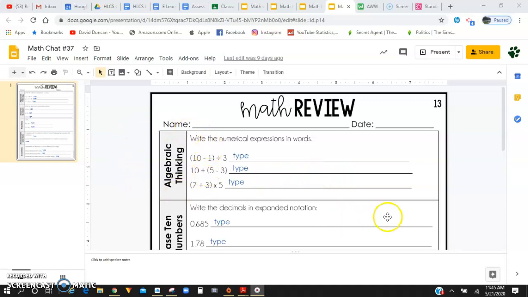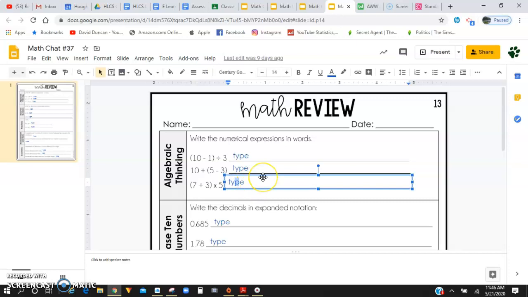Starting off right here with algebraic thinking, they are asking you to rewrite the numerical expression into word form. One thing I want to remind you is to keep in mind that you need to follow the order of operations that's taking place. So, for example, down here, the last one, you have to say the sum of 7 and 3 multiplied by 5, not 7 plus 3, or I guess you could do 7 plus 3, then multiply by 5. But make sure that you are identifying that you are doing the operation in parentheses first while you're writing it out.